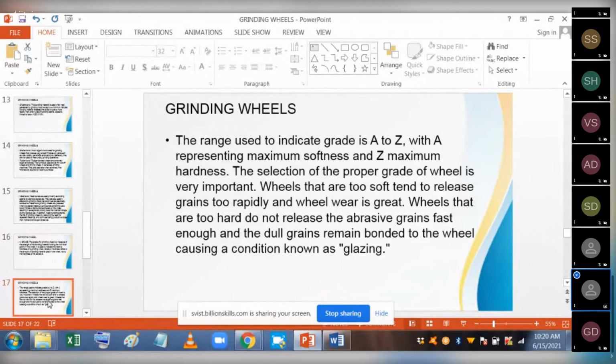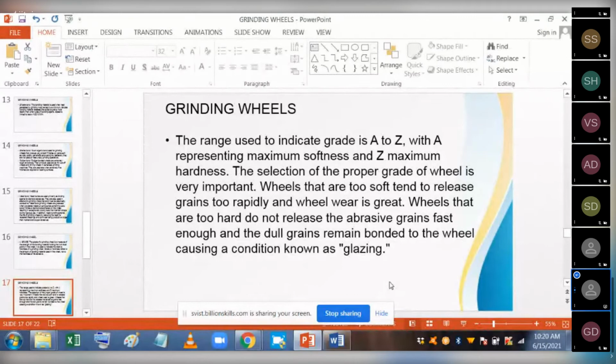Now, how is the grade designated? The range used to indicate grade is A to Z. We use letter notations here from A to Z, with A representing the maximum softness and Z maximum hardness. So from A to Z, the grade will be classified. The selection of the proper grade of wheel is very important.